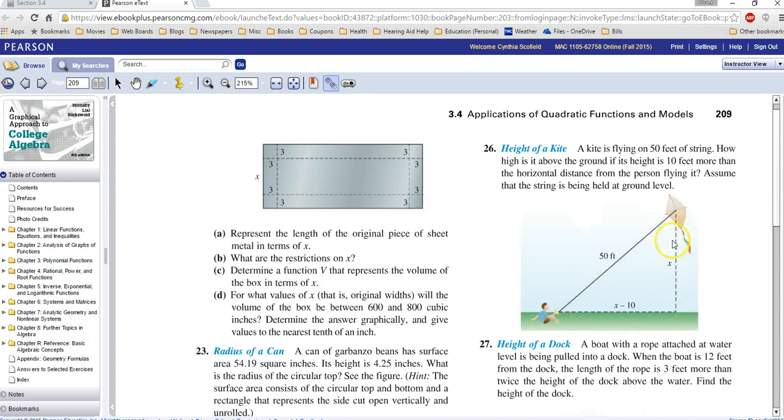The height above the ground is 10 feet more than the horizontal distance from the person flying it. So they went ahead and let the height be x, and they said x minus 10 for the horizontal distance. I probably would have said x for the horizontal distance and x plus 10 for this. It doesn't matter though. I'll stick with what the book has, but you could do it either way. All right, so let's do it.